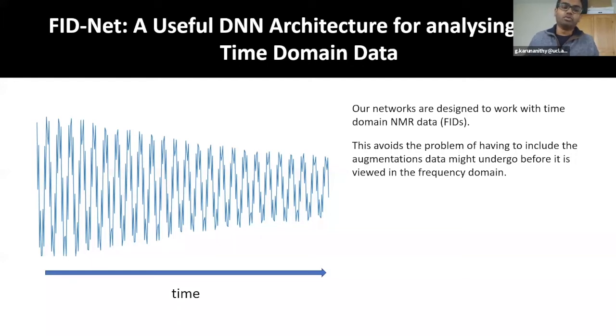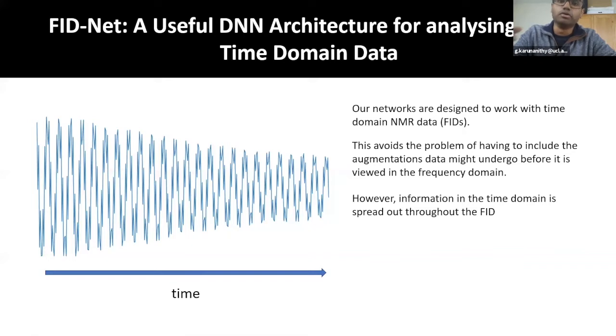If instead we work with time domain data, we can hopefully avoid that problem and work directly with data that's as close to coming off the spectrometer as possible. Then, once we've made the transformations we want to, the user can apply whatever window functions and zero filling, etc., that they want to, and we don't have to be too concerned about that in the training process. So that's why we work in the time domain.